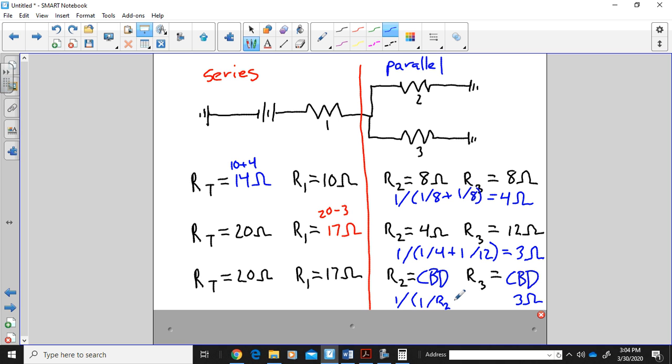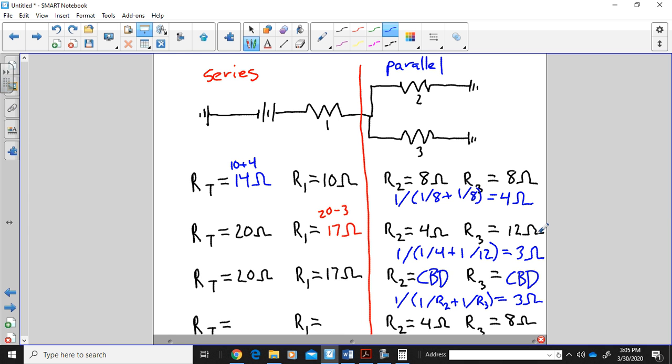1 divided by R2 plus 1 divided by R3. I know this has to equal 3 ohms, but I can't say specifically what R2 and R3 have to be. Alright, another example. Let's get rid of that shade.